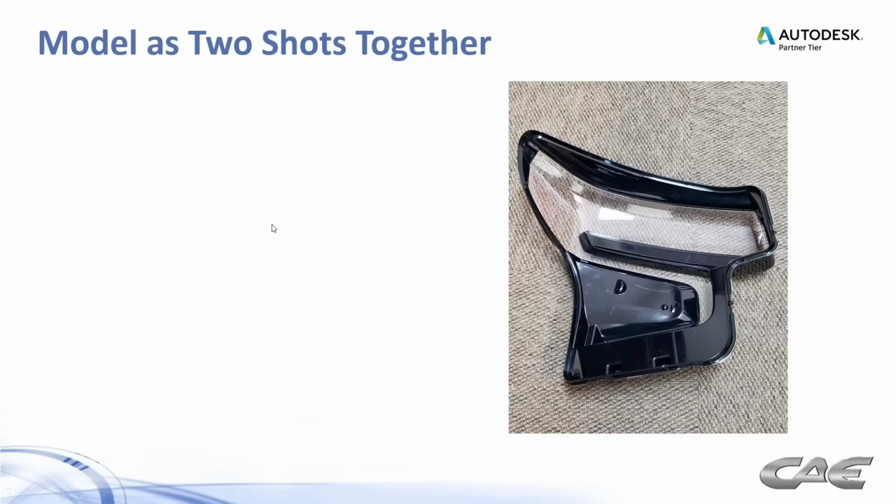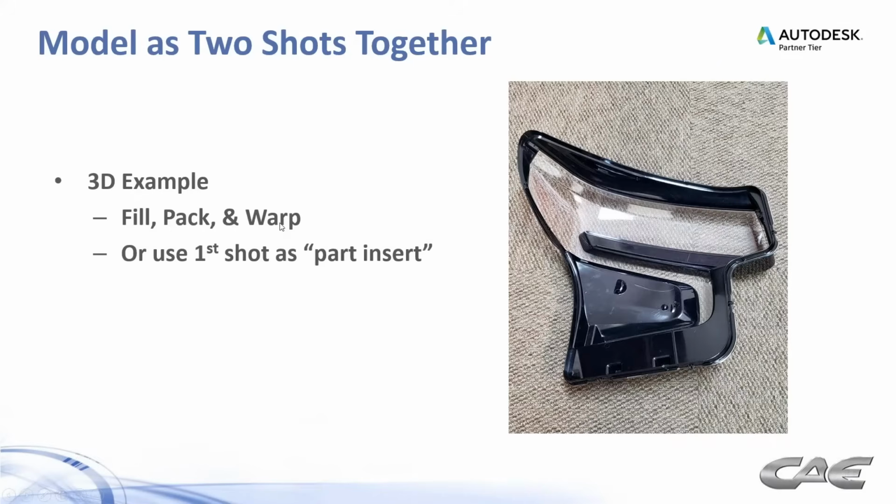The next step would be modeling the two shots together. Here's another example in the lighting world. So as I mentioned before, it's 3D. We can run fill, pack, and warp, or we can use the first shot as a part insert when we want to add cooling in there. And that's been the traditional way to do it in Moldflow over the years. And when you do that, you have to set the insert to the mold temperature so that the additional heat transfer between the first shot and the second shot is somewhat accounted for.